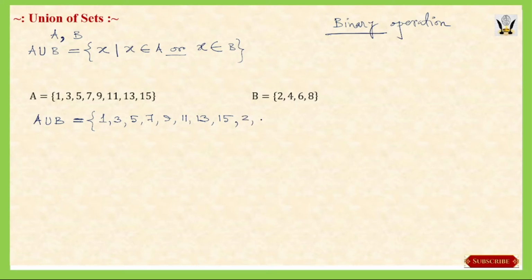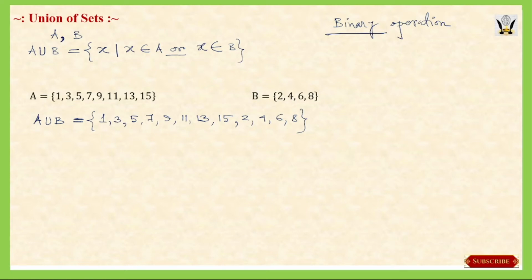So it will be 2, 4, 6, 8. So the new set, which is the union of A and B, will have in total 8 plus 4, 12 elements. Now we can rearrange these elements according to their value if we want. So in this example, in both the sets all the elements were different. So in the new set, which is the union of these two sets, we have considered all the elements.